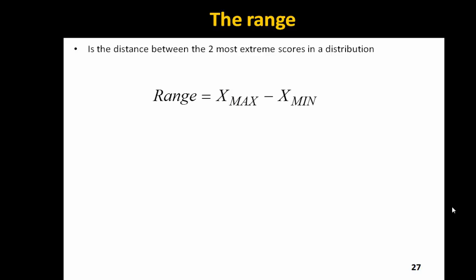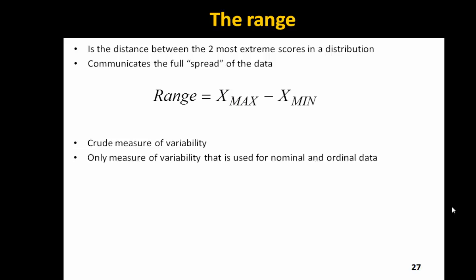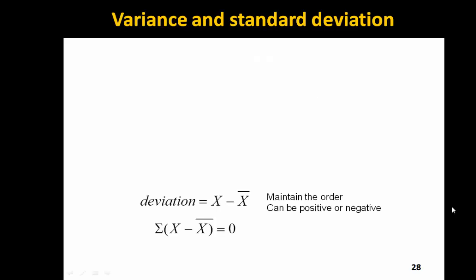The first and simplest approach is to calculate the range. The range refers to the distance between the high and the low value, or the maximum and the minimum value. This basically tells us how spread out all of the data are. It is a crude measure of variability, just the mathematical difference between the high and the low value. For nominal and ordinal data, this is the measure of variability that is used.